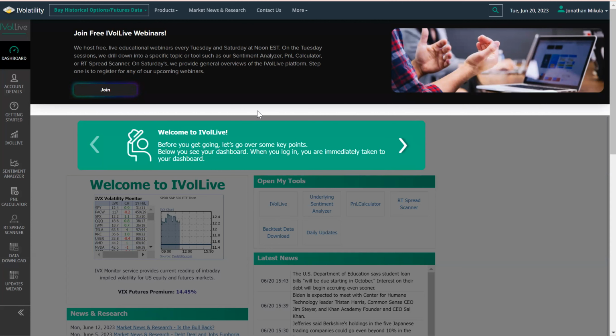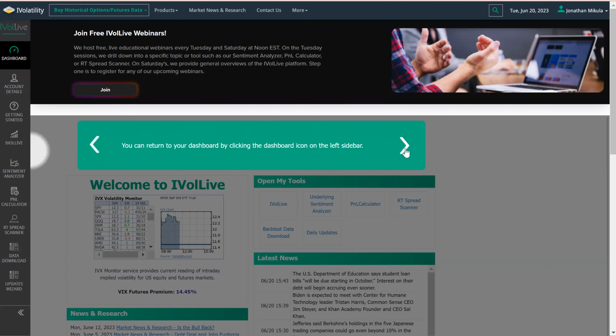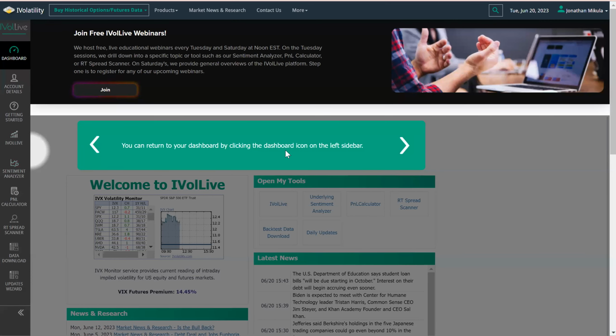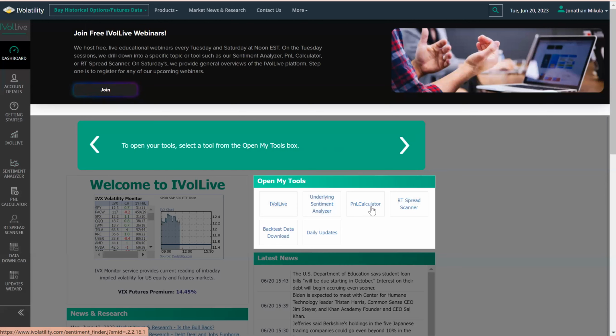Here, we just logged into IVolLive. We're navigating some quick housekeeping notes. You're able to access the key tools of IVolLive here on the left. You can always expand or contract that view with a chevron. You're also able to access them here.